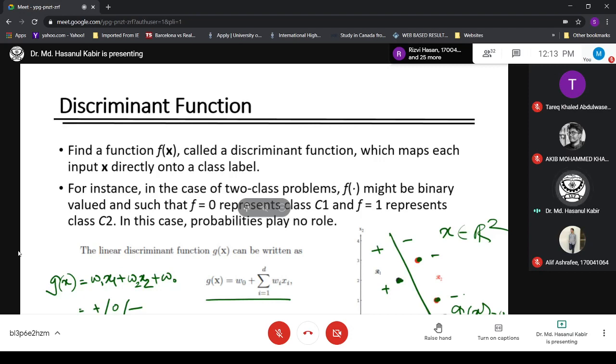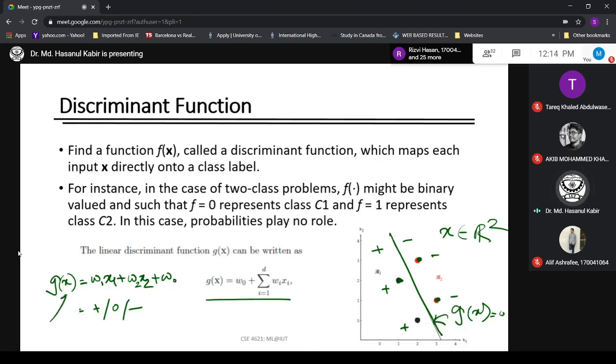But whenever you give a value of x over here, from the sign of this function we know whether it should belong to the positive class or the negative class. So we can directly take the decision. That means the probability has nothing to do with it here. This is why this is known as the discriminant function.